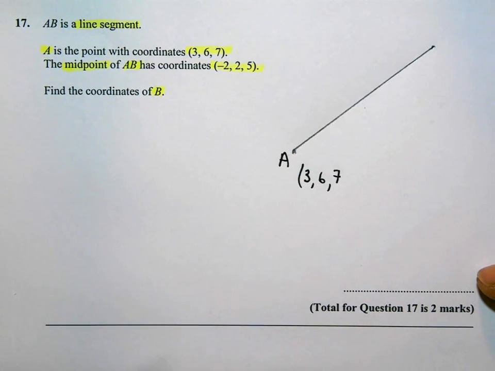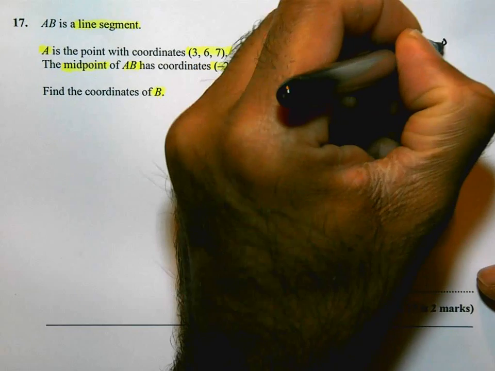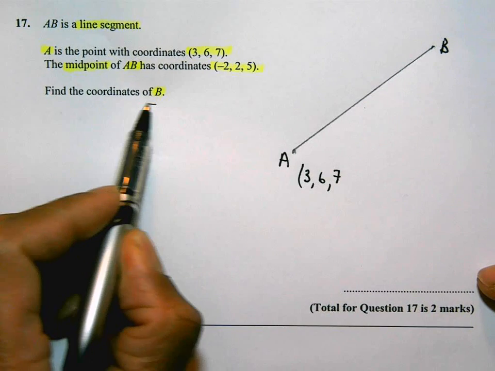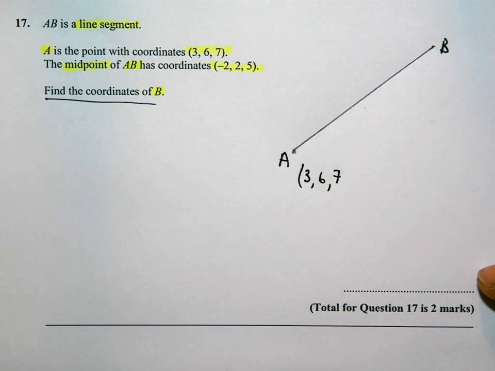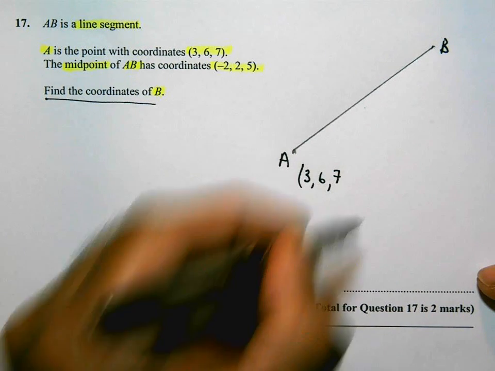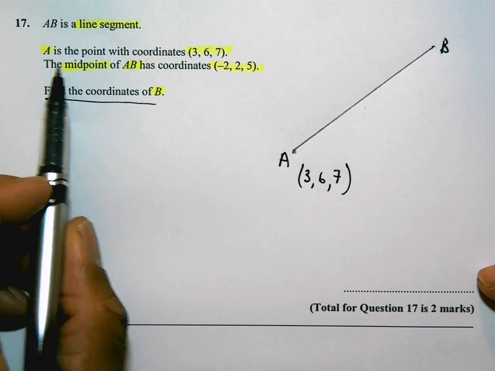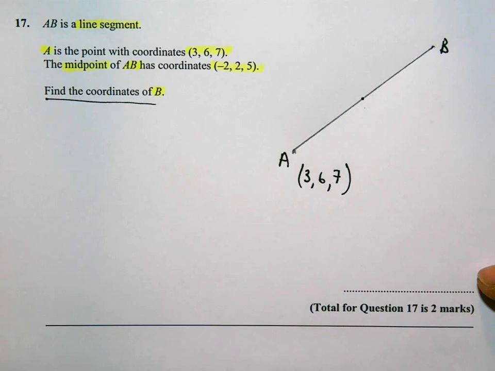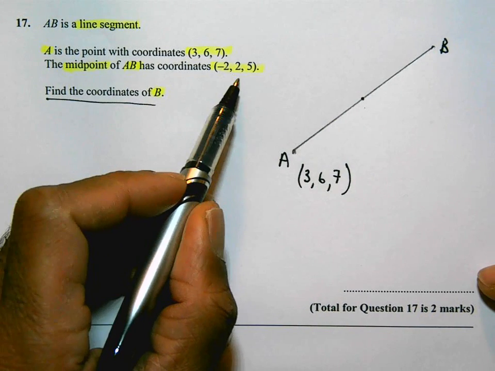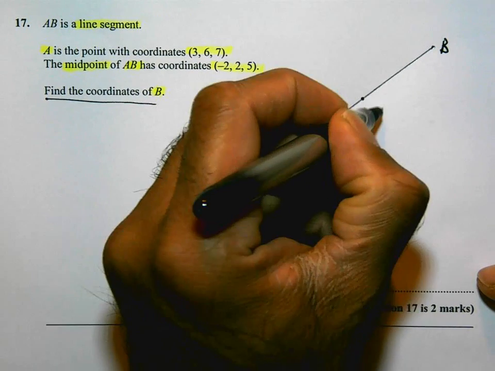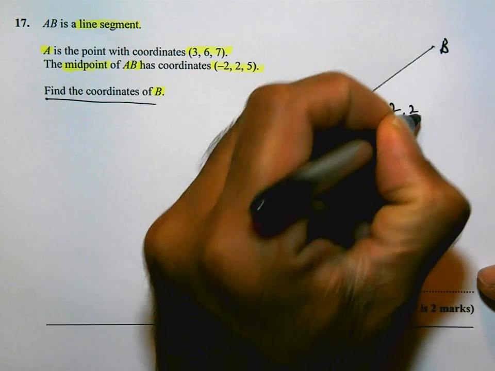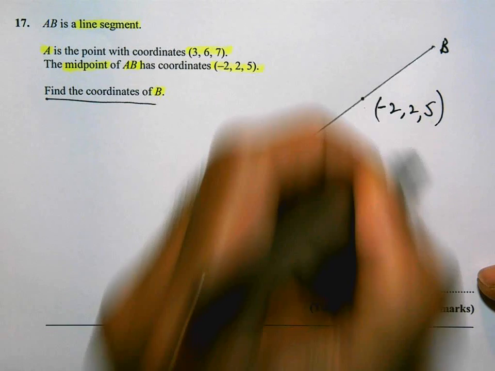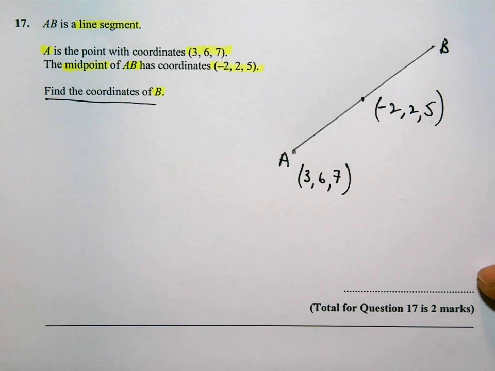B is at the other end. And remember, in the question they said find the coordinates of B. I don't know what the coordinates of B are. That's what I want to work out. But they said that the midpoint of AB, so somewhere in the middle, has coordinates -2, 2, and 5. That's the coordinates of the center. So that's what we need to think about.